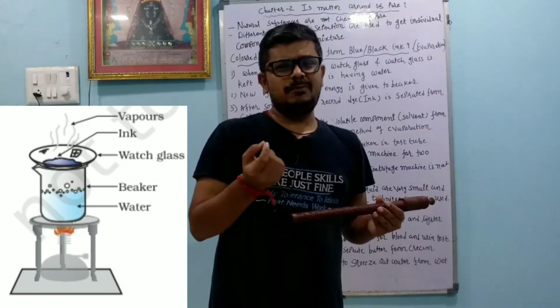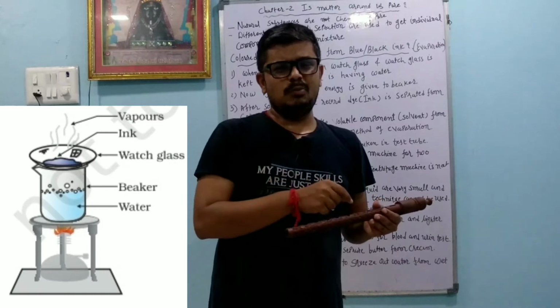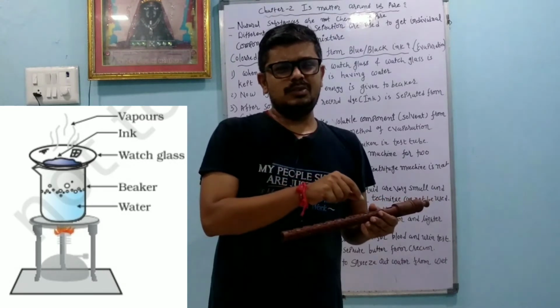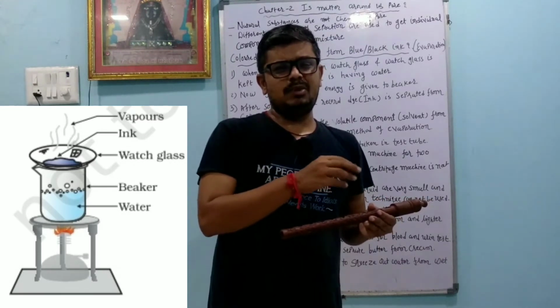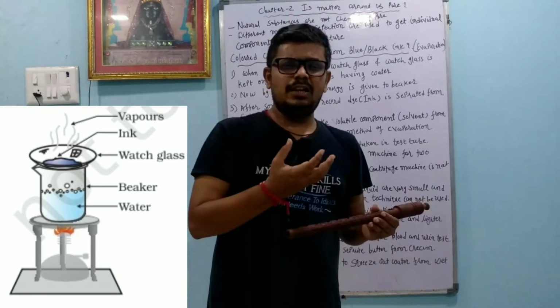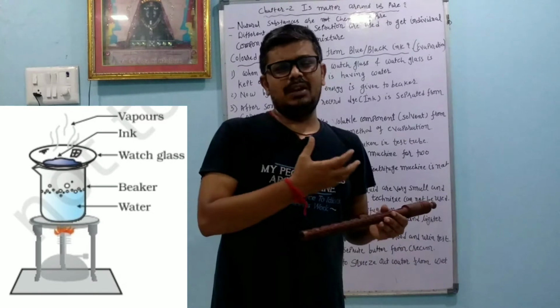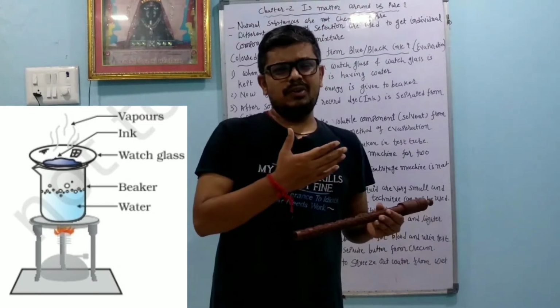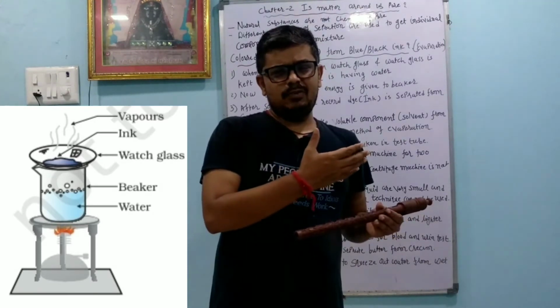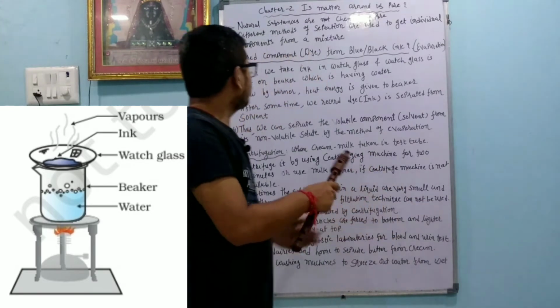You also experience that whenever we use a nail polish remover and apply it on the nail, at that time the nail polish remover is what? Easily vaporized. It is a volatile compound. So the same technique we will use to separate the dye from the ink.